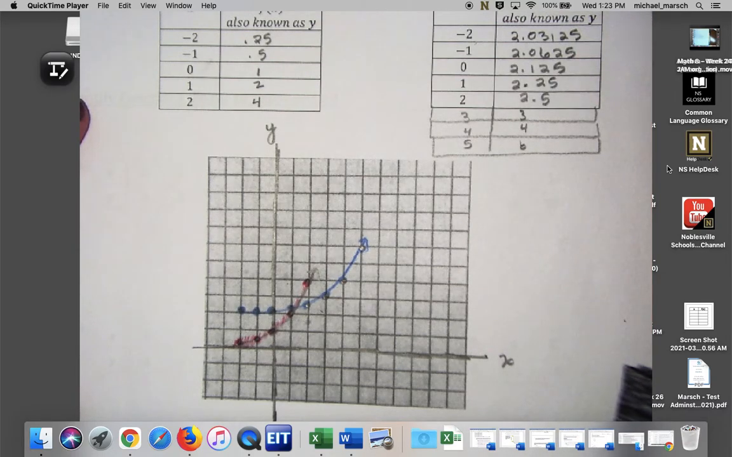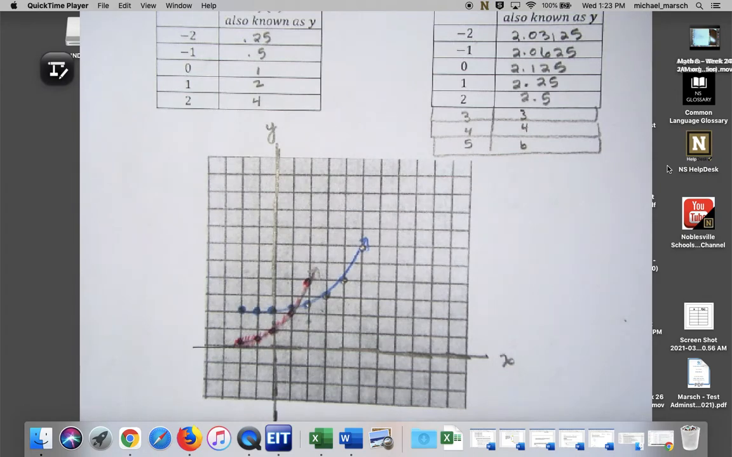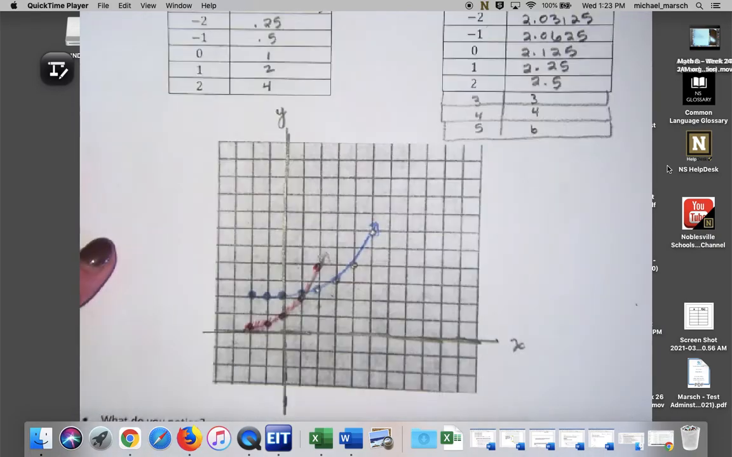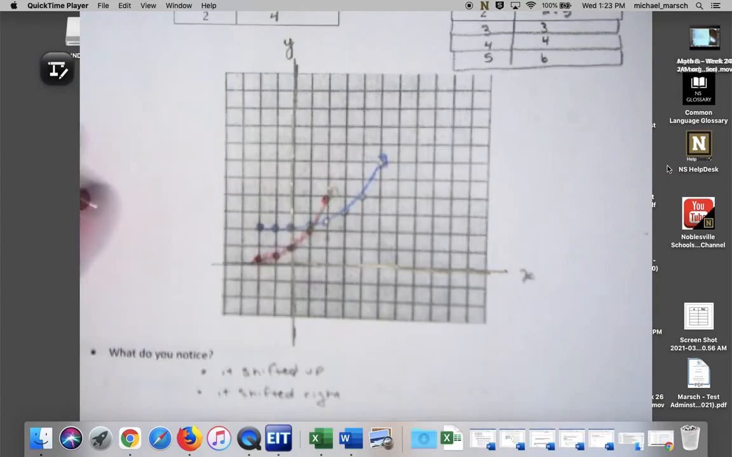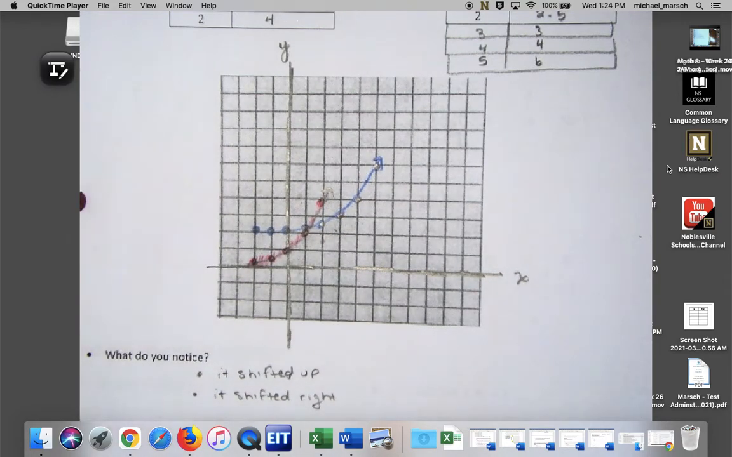Okay, so here's where we get out of our comfort zone and we start talking about what actually is happening with these two graphs. First of all, what do you notice about the blue graph compared to the red graph? Is it above or below? It shifted up. And did it move to the right or the left? To the right. So it shifted up, and it shifted right. And there's actually a rhyme or reason to that. It's not just random. There's actually something happening here, and you can see it in the equation.